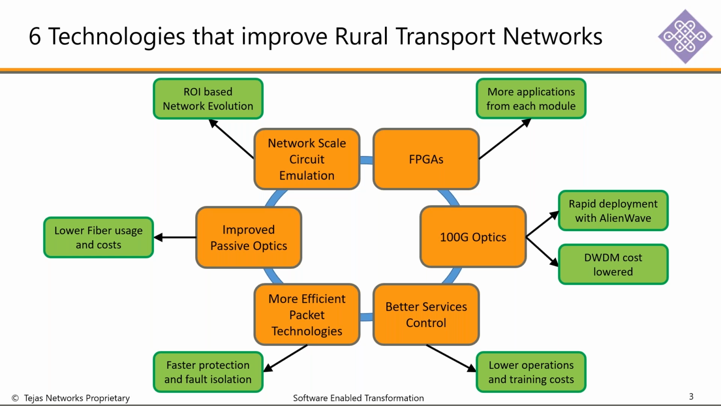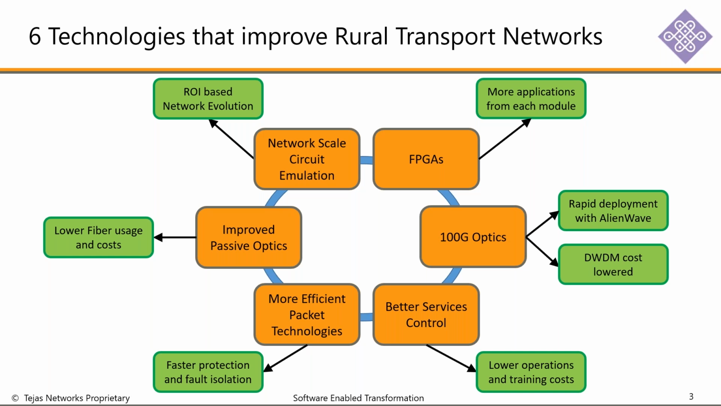More efficient packet technologies provide for faster protection and fault isolation. Better services control can provide lower operations costs and lower training costs. And services control goes beyond just how to manage the box, but how a user interfaces to that box and how a user interfaces to the network. And this will allow companies to explore new and faster provisioning models, and new services to customers at a lower training expense to their operations teams.